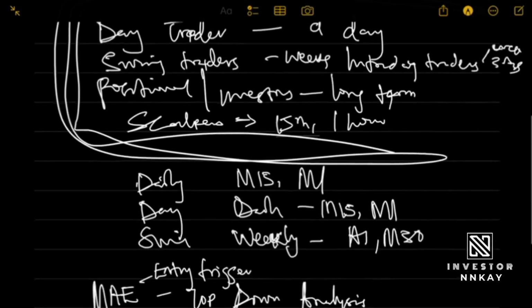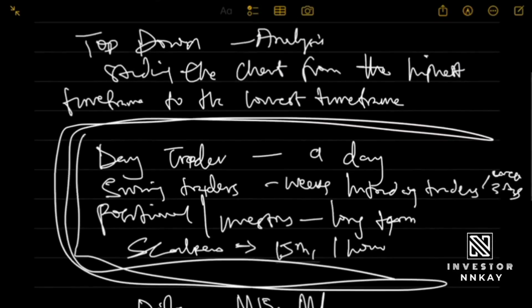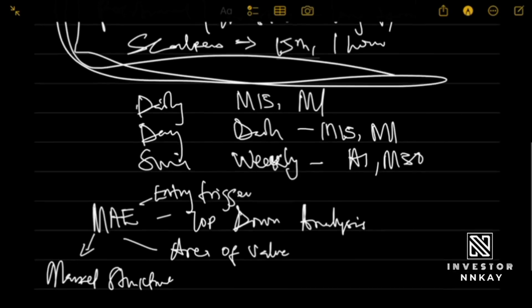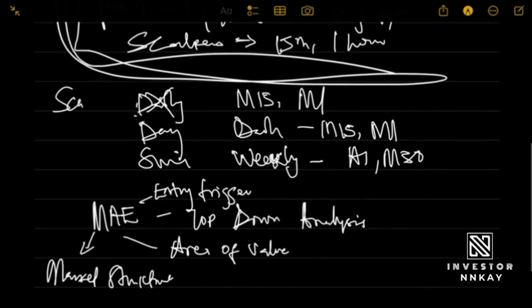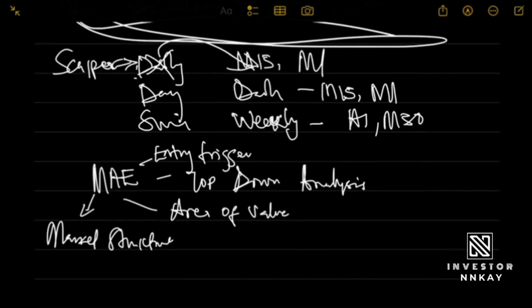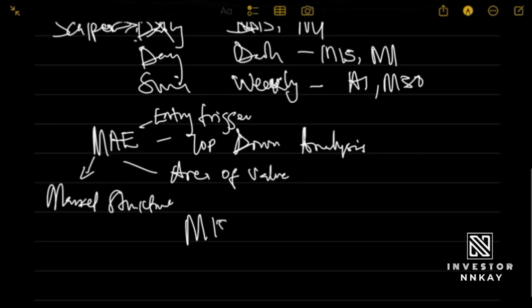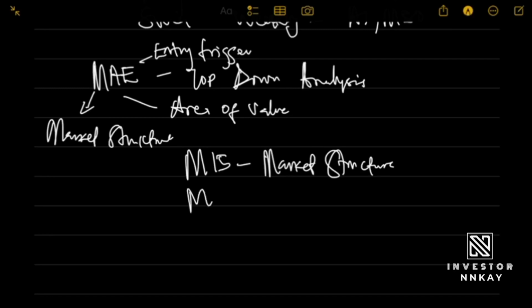Remember I said that you're doing your analysis from top to bottom. So now let's say you want to be a scalper. A scalper does not have anything to do with the daily time frame. They have things to do from M15. Now if you're a scalper on the M15, you look out for your market structure. Is the market bullish? Is the market bearish? Is the market consolidating? Then on M5 you now start looking for your area of value.